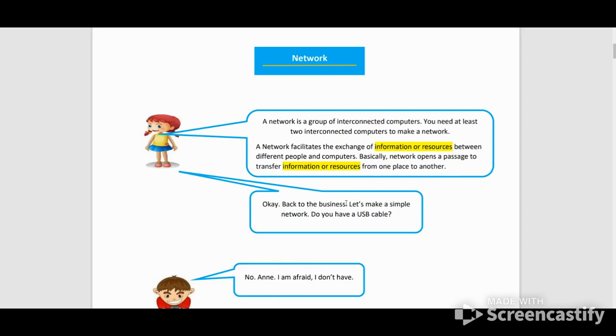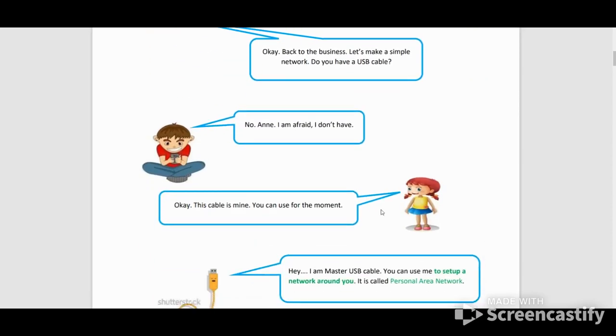Okay, back to the business. Let's make a simple network. Do you have a USB cable? No, man. I'm afraid I don't have one. Okay, this cable is mine. You can use it for the moment.